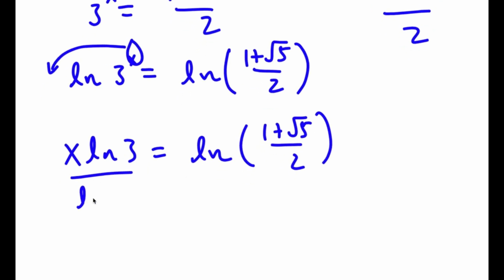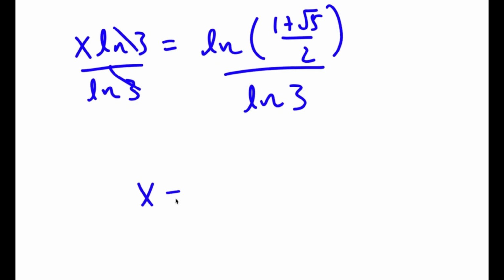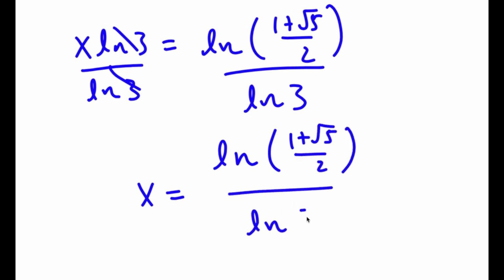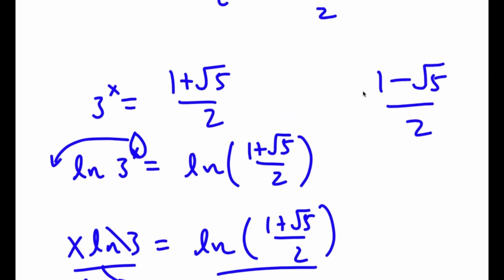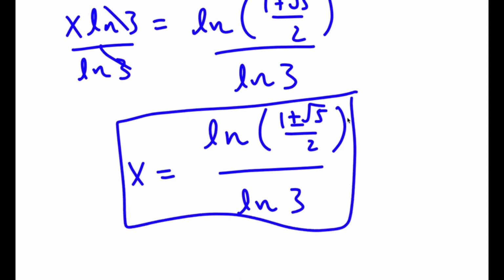Now if I divide both sides by ln 3, these two cancel out, and I'll be left with x is equal to ln 1 plus the square root of 5 over 2 over ln 3. And this is actually 1 plus or minus because the same goes for 1 minus the square root of 5 over 2. So these are my two solutions.